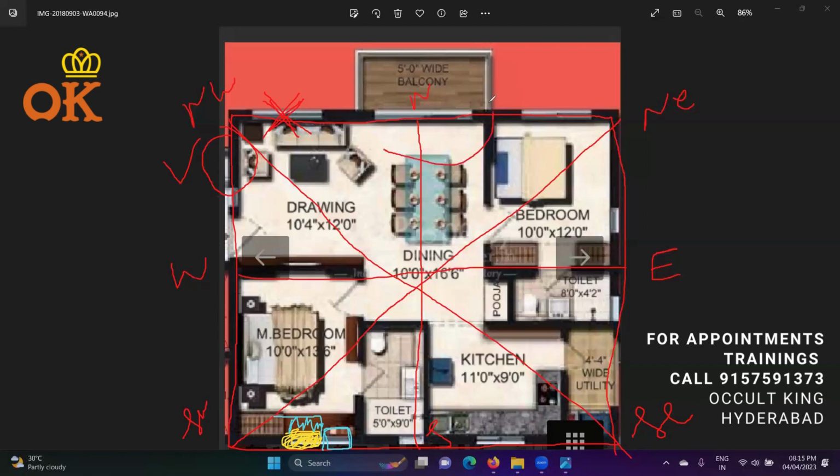And another window in the north direction, this is really good. Having an opening in the north, having an opening in the northeast direction is really good for the house, so that there will be flow of light, air, and cosmic energy. And having a dining at the north direction is really good.